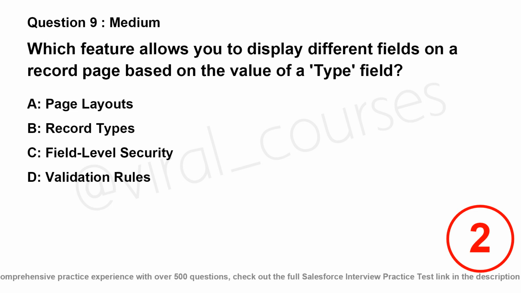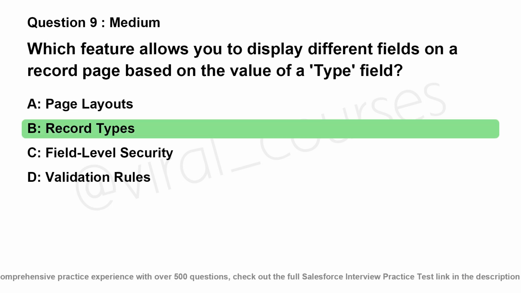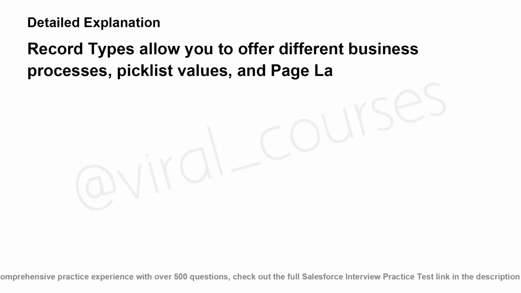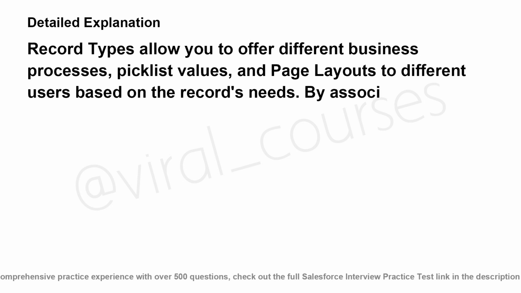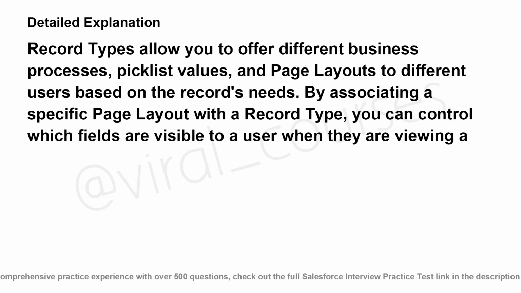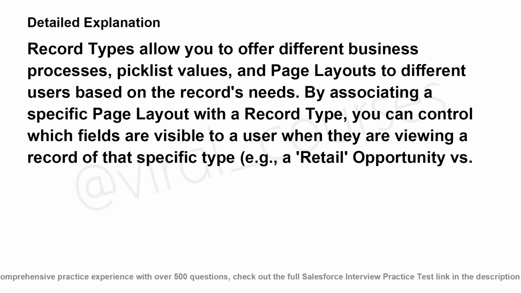The correct answer is B. Record types allow you to offer different business processes, picklist values, and page layouts to different users based on the record's needs. By associating a specific page layout with a record type, you can control which fields are visible to a user when they are viewing a record of that specific type, e.g., a retail opportunity versus a wholesale opportunity.